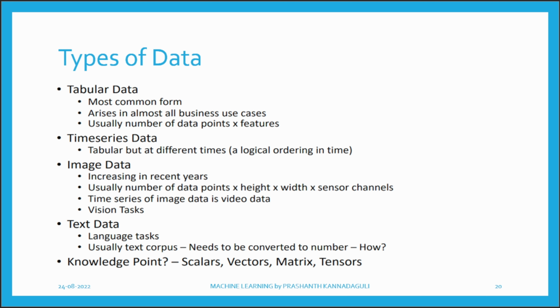But look at one very important aspect here: usually text data needs to be converted into numbers. Can anybody try to guess why? Is it true? If you say it is false, then we may not have to discuss further. But if it is true, I want to know why. A text corpus needs to be converted into numbers.